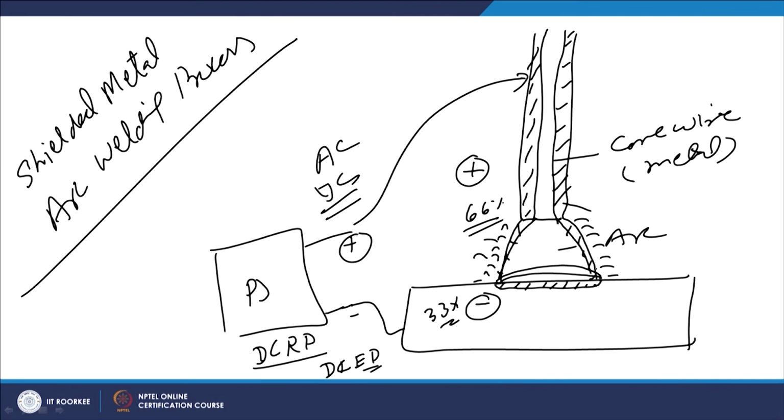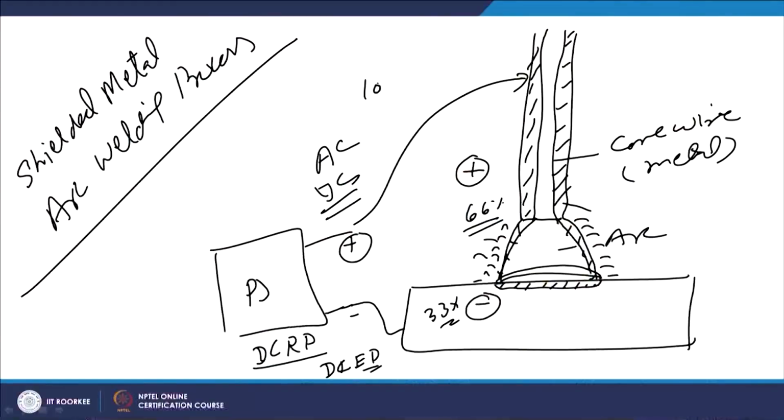But the problem with this is that electrode is controlled manually, so the heat being applied per unit length is not well controlled, and that is why the dilution at one section may be low, at another section it may be high, and that is why the shielded metal arc welding process offers somewhat less control over the heat input as well as dilution. And the dilution in this case may be like 10 to 15%. With the proper control of the process it can be reduced, but if the process is less controlled then it will be on the higher side.